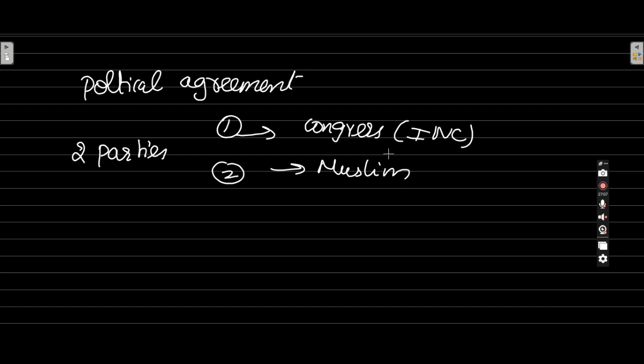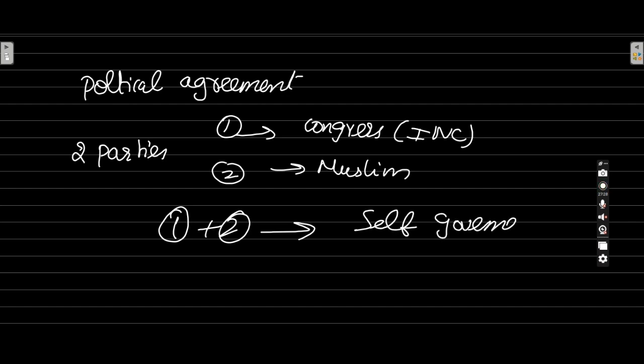So, what is the whole pact about? Both the first party and the second party discussed that they are going to travel in a single line for self-government, or we can say governance.